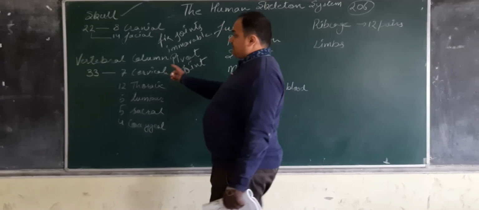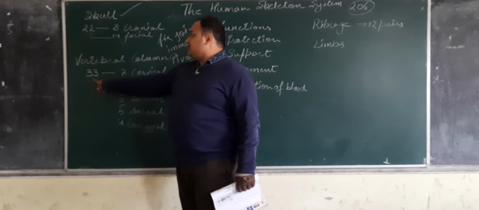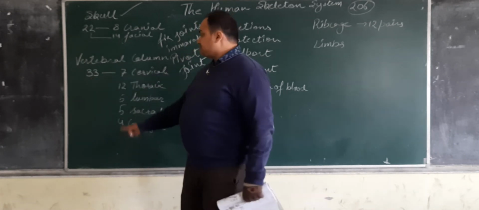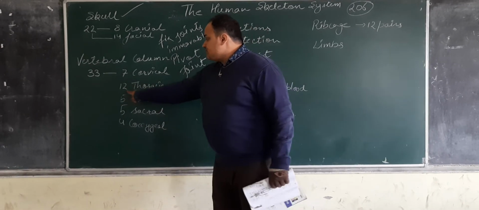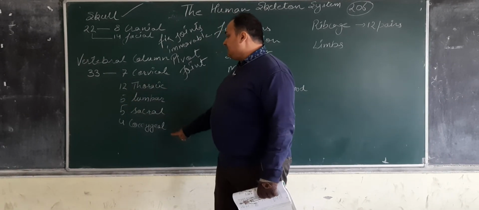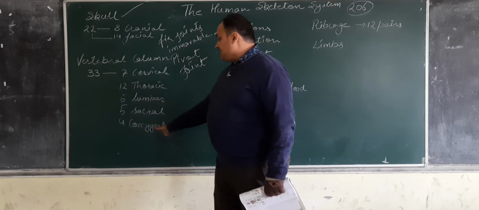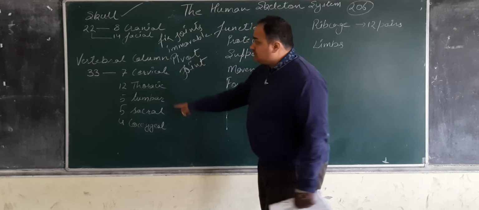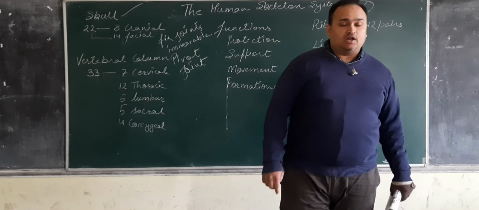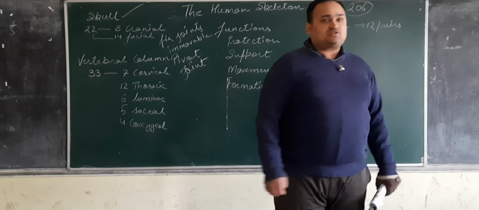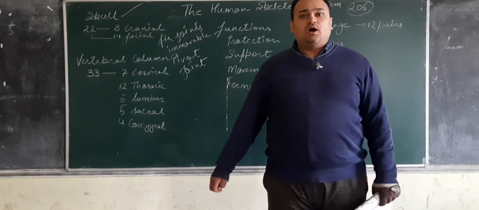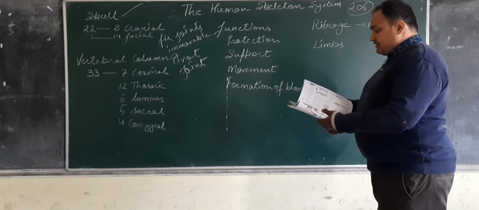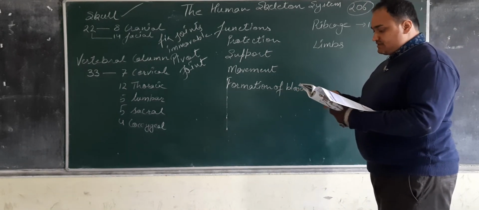Okay, so the backbone is also known by the name of vertebral column. It has 33 bones: 7 cervical, 12 thoracic, 5 lumbar, 5 sacral, and 4 coccygeal. So these are the bones of the vertebral column, and these help us in all sorts of movement. Okay, so moving to the next.